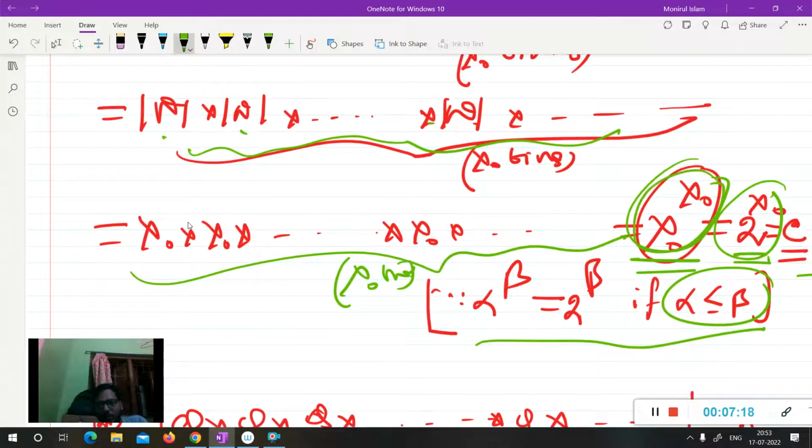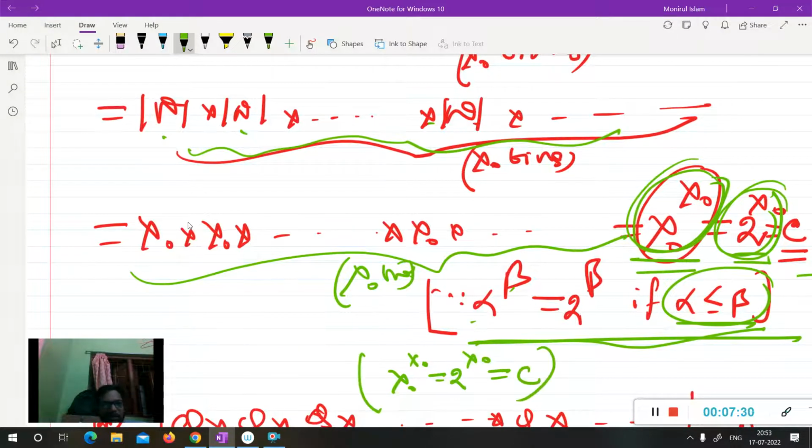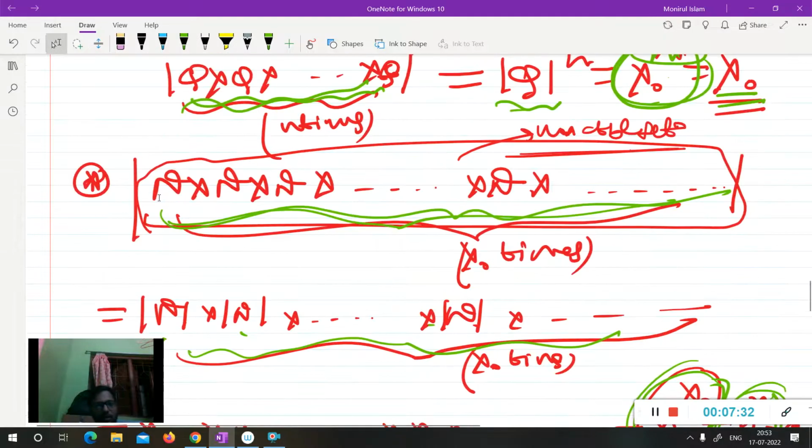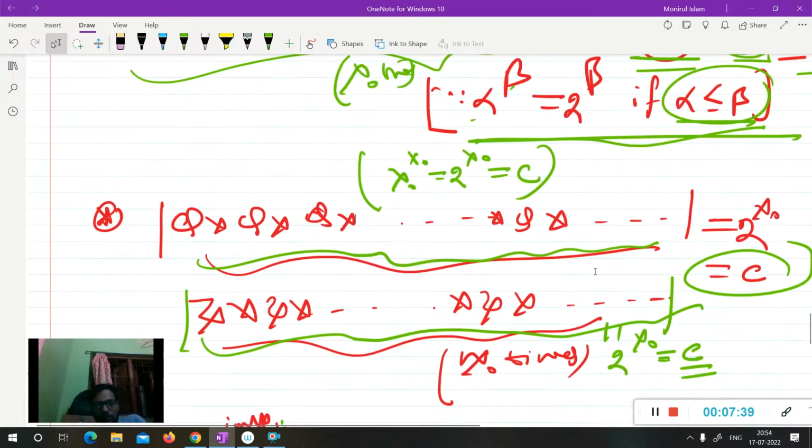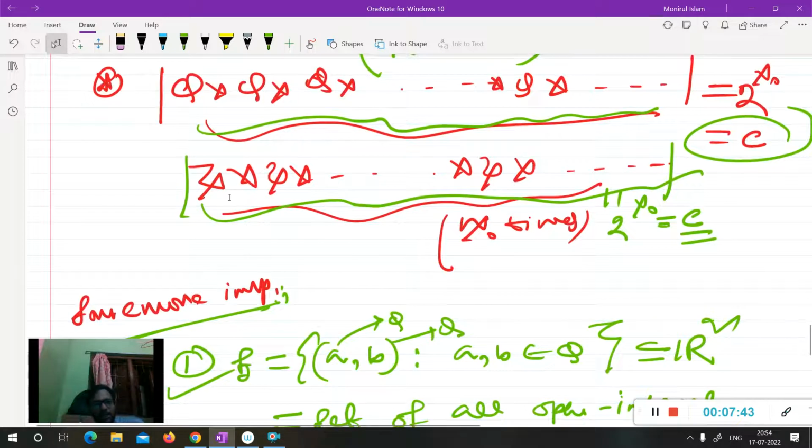Now alpha naught to the power alpha naught will be 2 to the power alpha naught, because if you apply the rule alpha to the power beta equals 2 to the power beta, where alpha and beta are both alpha naught. So this gives 2 to the power alpha naught, which is uncountable. So if you take a countable product of alpha naught, you can say an infinite product of N, then it is again an uncountable set. Similarly, you can make an infinite product of Q cross Q, then it is again an uncountable set. Similarly, if you make an infinite product of Z, then it is again an uncountable set.